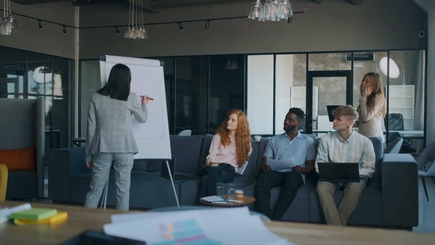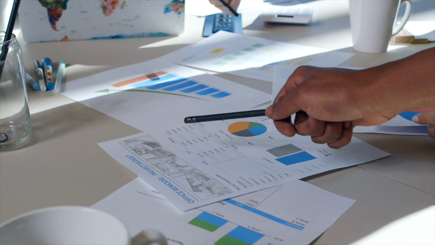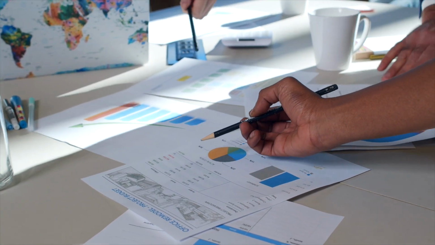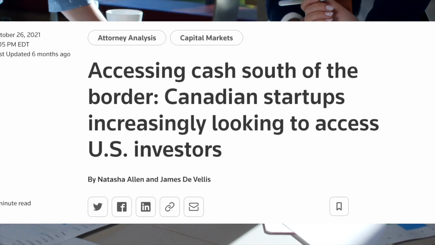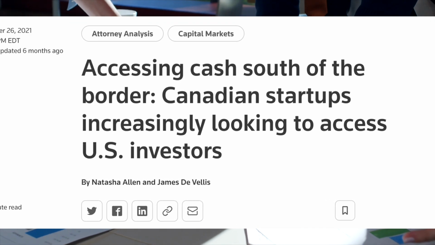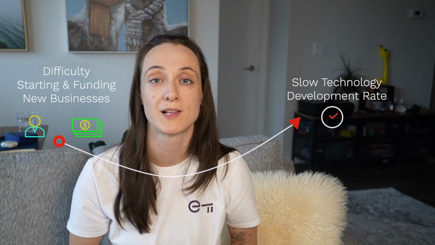Overall, the startup and small business ecosystem has struggled with getting Canadian investments at the level compared to the United States. That is why many Canadian businesses now have foreign, primarily American investors, and luckily US investors have a much higher risk tolerance. Canada is making it harder to start and fund Canadian businesses, and that in turn contributes to slower technology development rates.